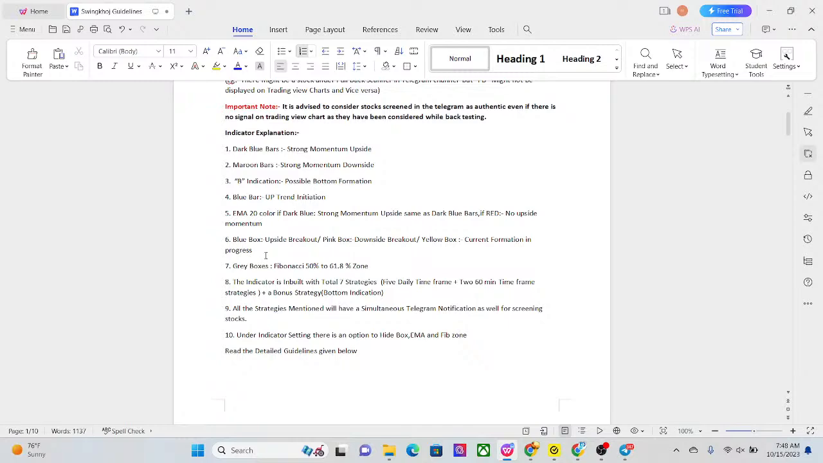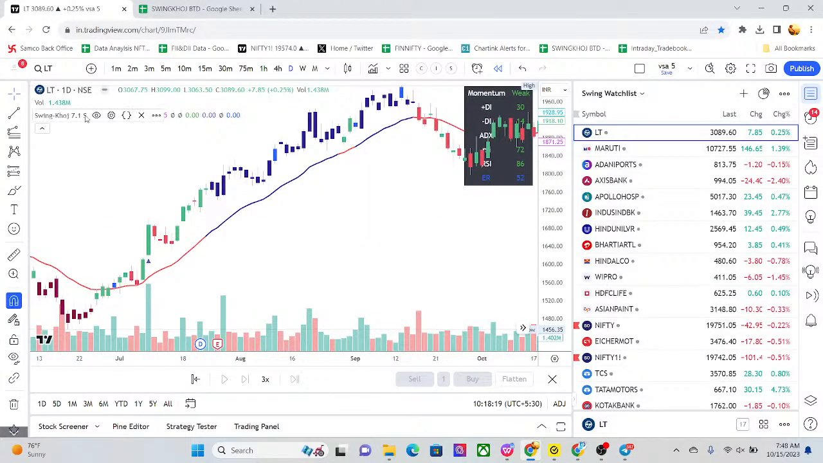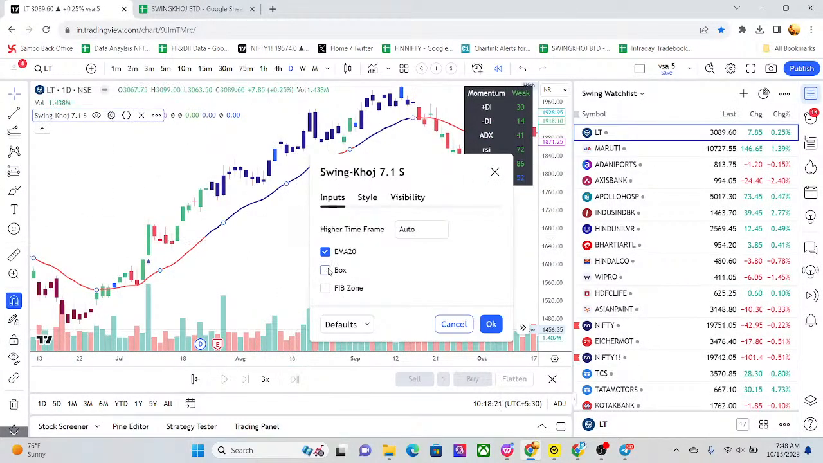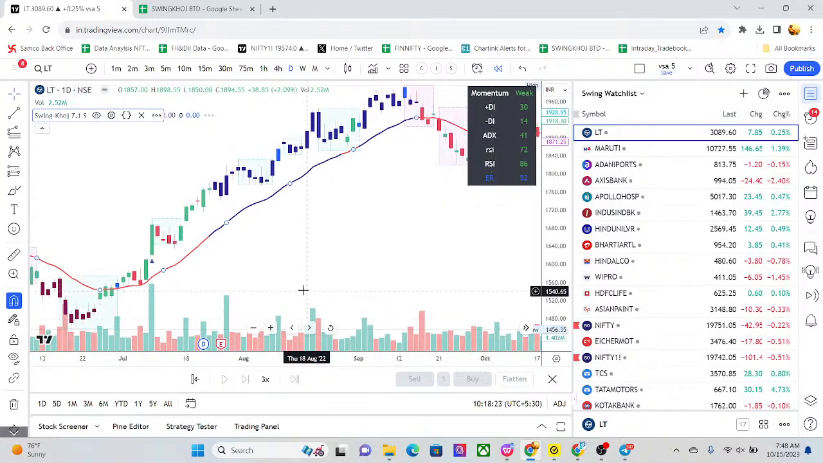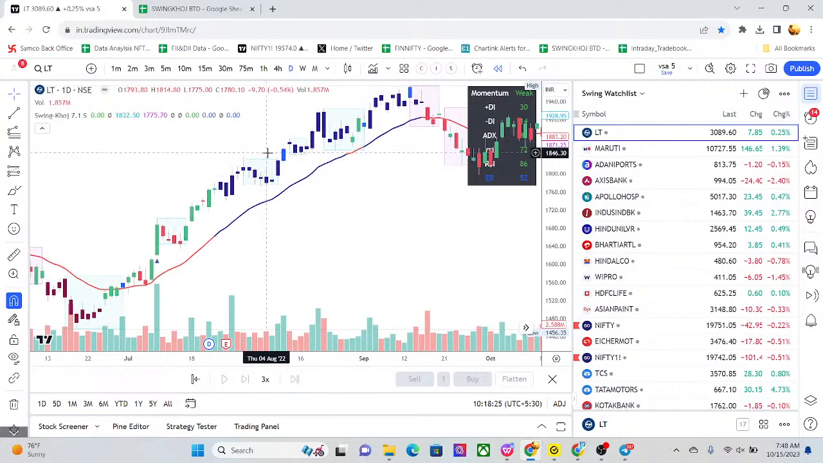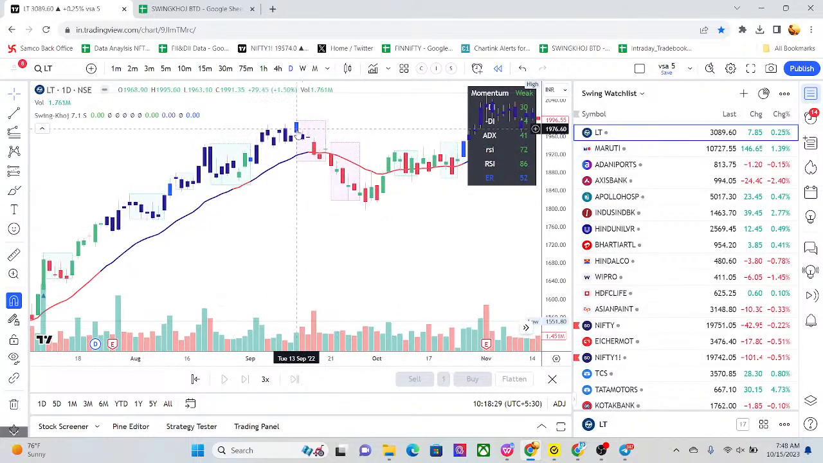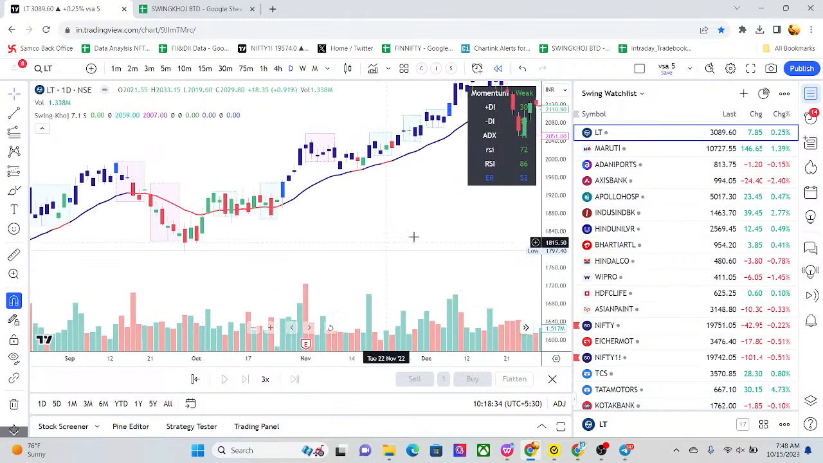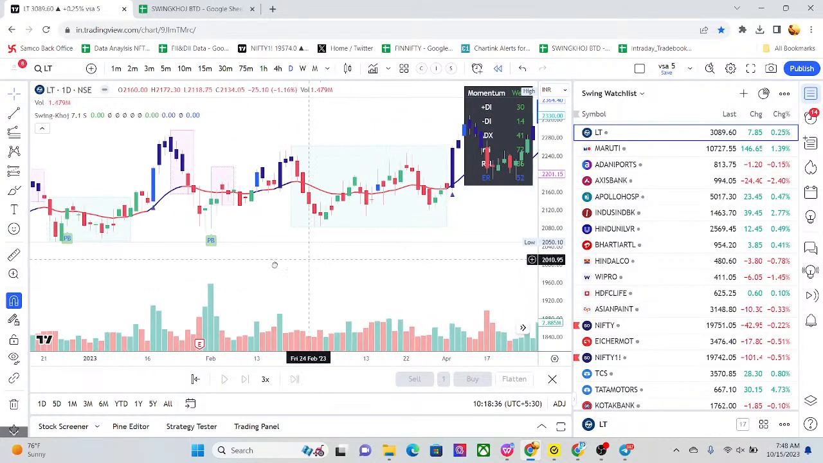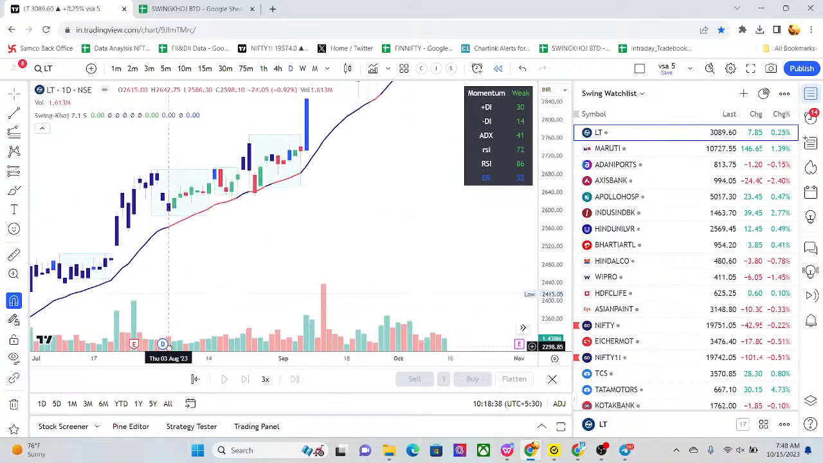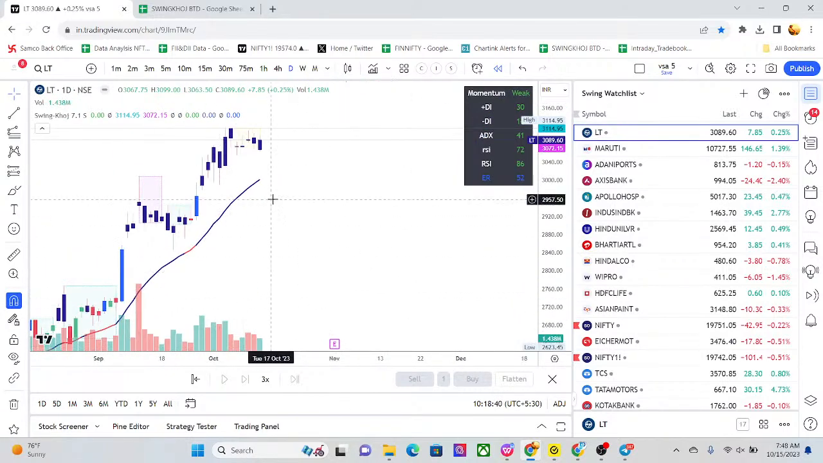So then we have the boxes. If I click on the box, a blue box means the box will turn blue if the breakout is on the upside, and the box will turn pink if the breakout is on the downside. And if there is any running box, it will be in yellow. If you can see any ongoing box, see this box is in the making, so it is in yellow.